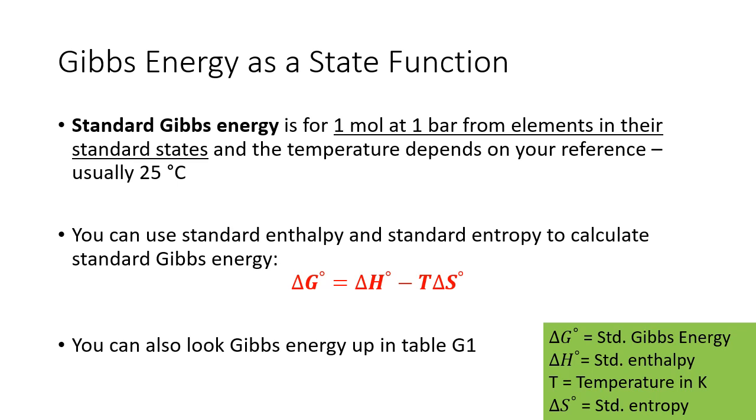Now, conveniently, Gibbs energy is a state function. So the standard Gibbs energy is for creating 1 mole at 1 bar from the elements in their standard states at 25 degrees Celsius or whatever temperature you're using, because the temperature will depend on the reference that you have. It turns out that there are a bunch of standard Gibbs energies for biological systems, which will actually be at 37 degrees. Moving on. You can use the standard enthalpy and entropy to calculate standard Gibbs energy. So delta G standard is equal to delta H standard minus T delta S standard.